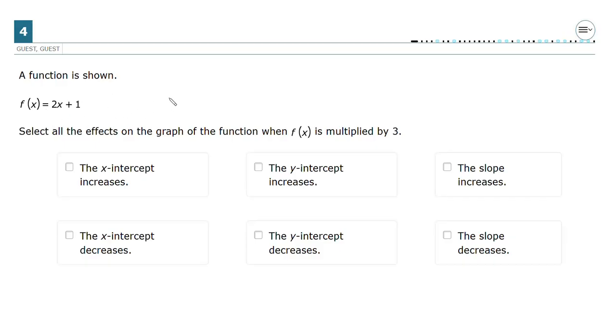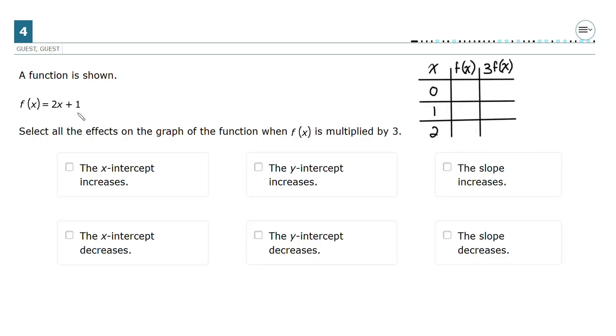So let's make a table. When f of x equals 2x plus 1, we know that the y-intercept is 1. If x is 1, 2 times 1 is 2, plus 1 is 3.